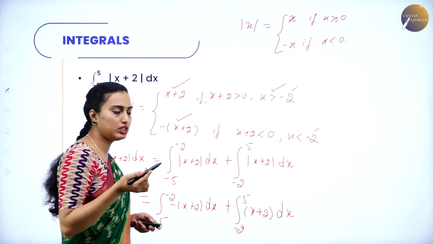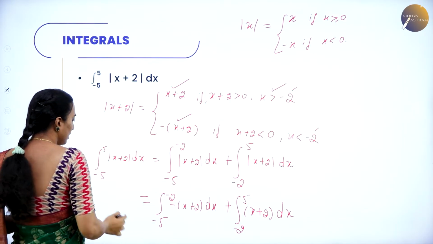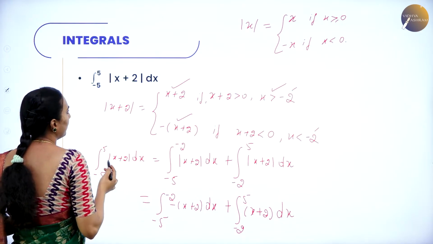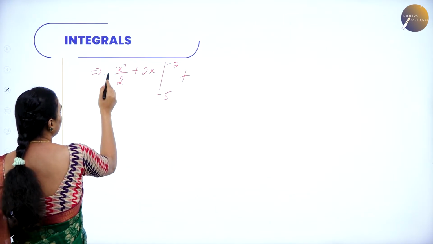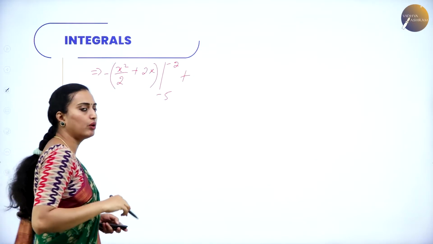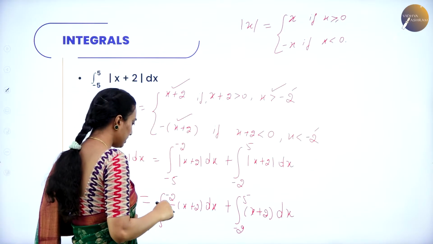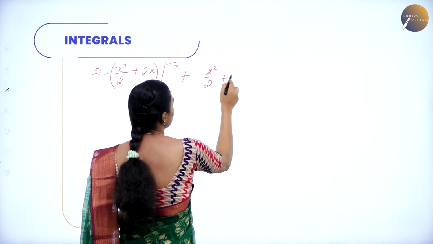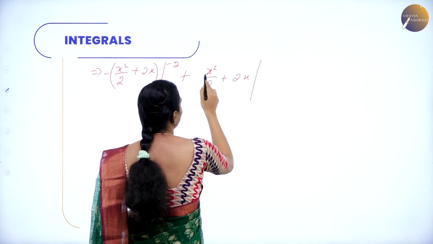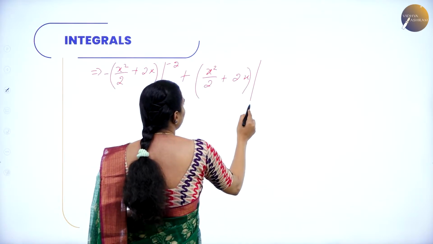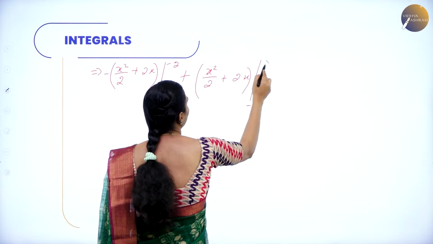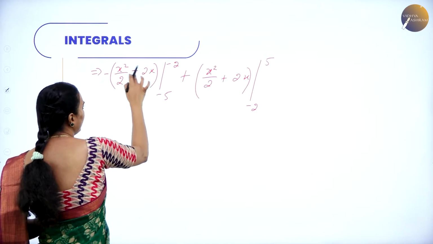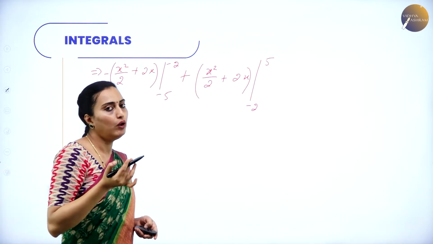And then plus, the same you are going to integrate here. Integral of x dx is nothing but, be careful dear students, the minus sign is there. I am writing the minus sign, minus of this one. Next you are having plus, x integral is nothing but x squared divided by 2, plus the integral of 2 is nothing but 2x, from the limit minus 2 to 5. Now apply the upper limit first and then apply the lower limit.